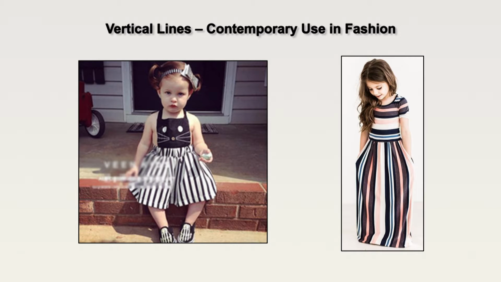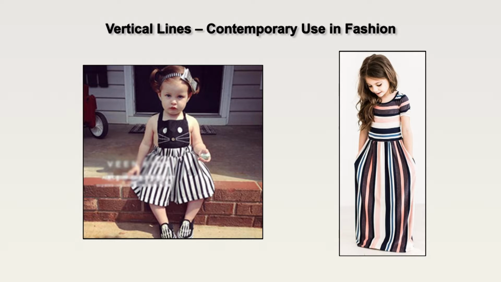Now, let us look at usage of stripes in kids' wear. On the left is an image of a vertical striped summer dress for a baby girl. On the right is a multicolored striped maxi dress. Again, the usage of a combination of horizontal and vertical lines can be spotted.